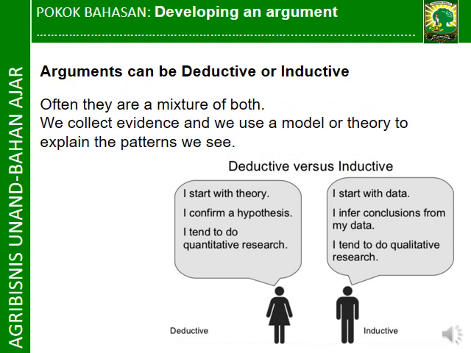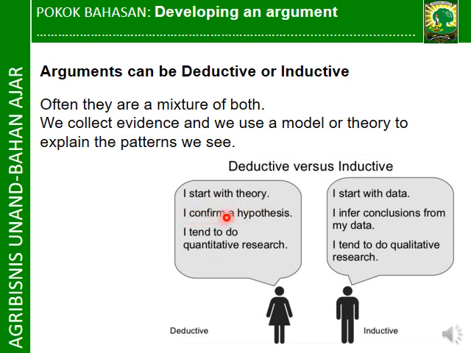Arguments can be deductive or inductive. Here we see two different types, and often they are a mixture of both. So we collect evidence and we use a model or theory to explain the patterns we see. So on the left, you see deductive.